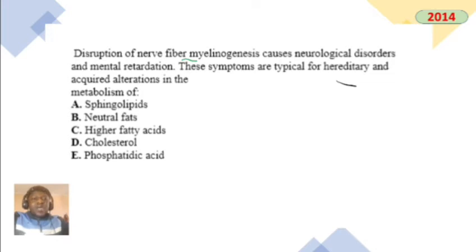Disruption of nerve fiber myelinogenesis, thus myelination, formation of myelin, causes neurological disorders and mental retardation. These symptoms are typical for hereditary and acquired alteration of the metabolism of what? Right. So for myelination, the sphingolipids are responsible, right? So if there is a disorder in sphingolipids, those are actually called lysosomal storage diseases. I will show you, I think, later in this video. But for now, just know myelinogenesis, for myelination, there are sphingolipids in full.